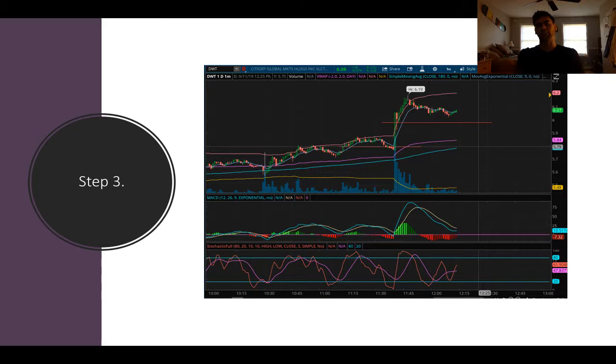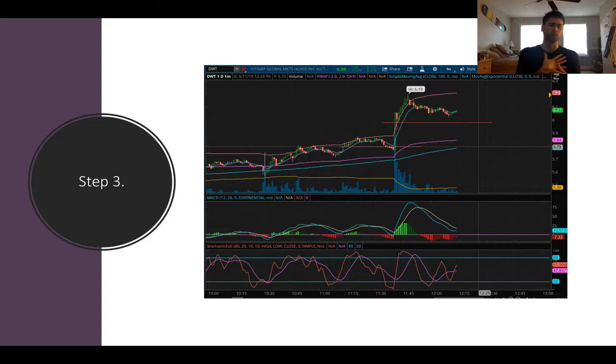So moving on to step 3, after it has that pullback, now we're finding support, okay? We have this support area here. It comes back and finds support at that same price level. That's very important in the pullback pattern, that when it has that pullback, it finds some support, because it's very typical to see a stock spike up like this and then come right back down. So for this pattern, we have to find support.